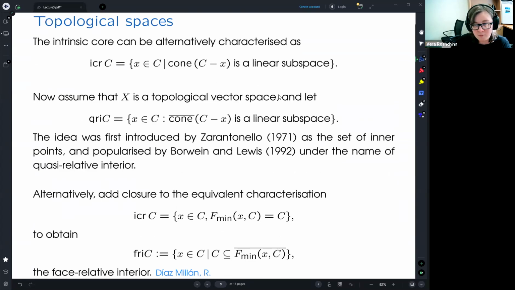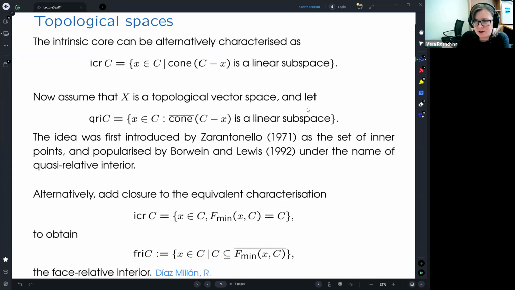So once we have a topological vector space, we can define different notions that generalize relative interior in finite dimensions. Of course, in finite dimensions, everything will be the same. All those definitions will be the same. There are quite a few notions, but the most well-used is quasi-relative interior.